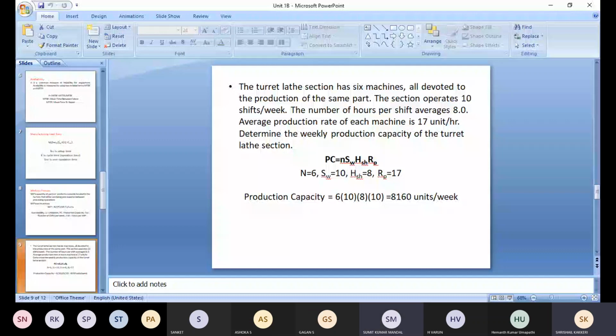Utilization and availability, manufacturing lead time, work in process. Okay. So these are the important things from this chapter. Try to go through them. And one problem I did. You can see the first problem and the second.